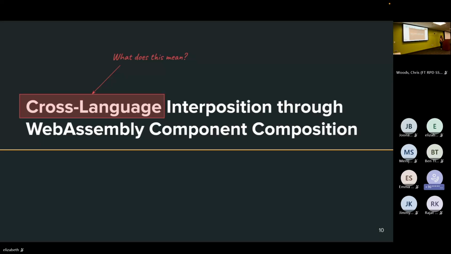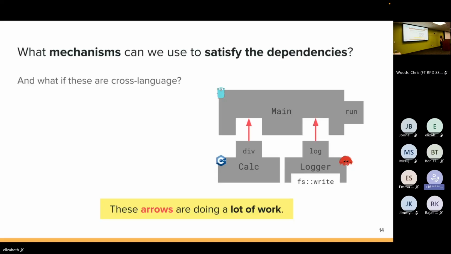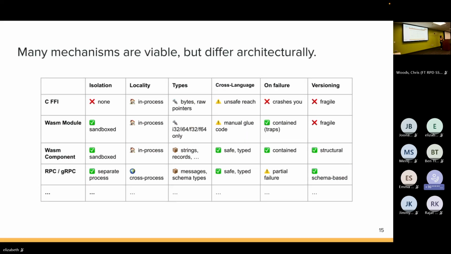So for cross-language, if we have these units of functionality and they run in different languages, how can we satisfy these arrow dependencies? There are many different mechanisms that we can use. This is a subset of those mechanisms, but they differ a lot architecturally. So for example, we have the CFFI. There's not a lot of guarantees about isolation here. You have to hand roll the way that you do the interaction with C, but you have this local in-process communication.